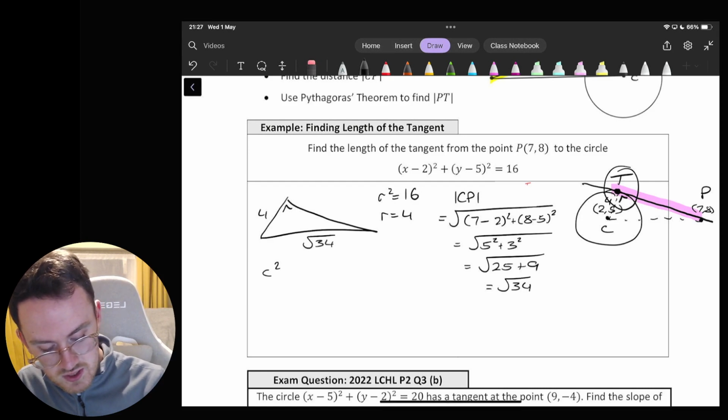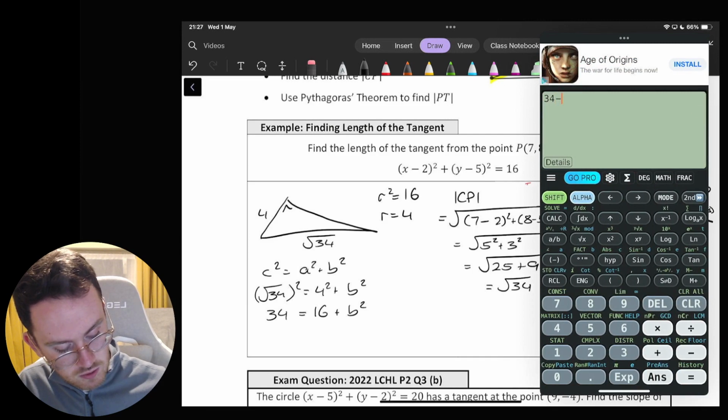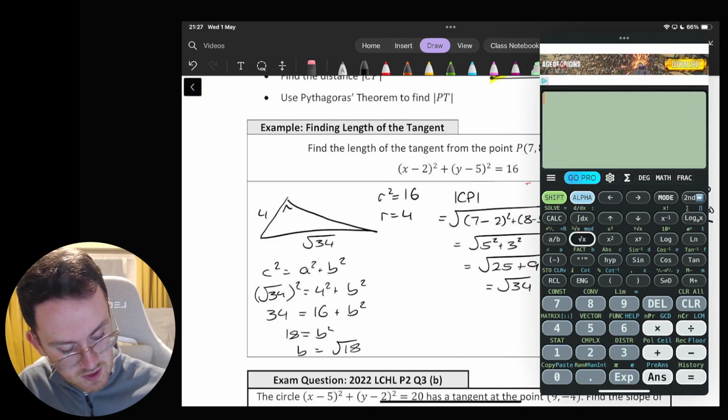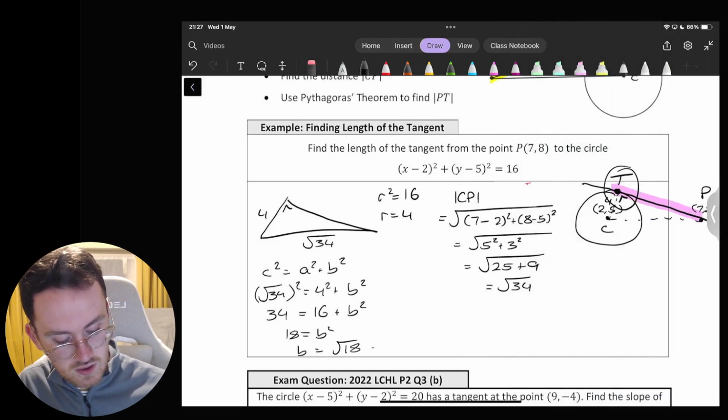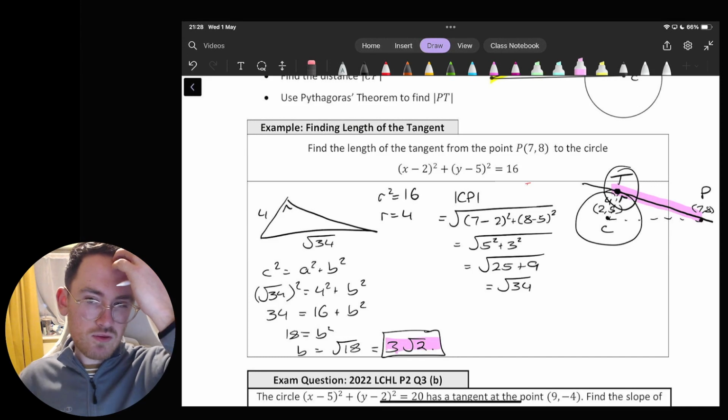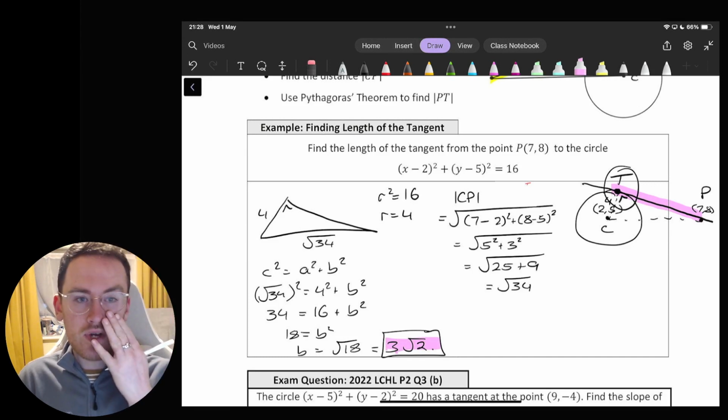So using Pythagoras' theorem, c squared equals a squared plus b squared, root 34 squared equals 4 squared plus b squared, 34 equals 16 plus b squared, and b squared then is 34 minus 16, which is 18. And b is square root of 18, which we can see if that breaks down to a smaller surd for us, 3 root 2. So the length of the tangent there marked in pink is going to be 3 root 2.